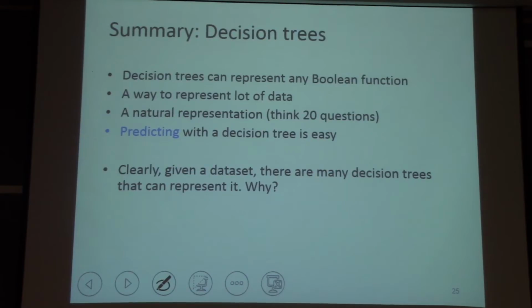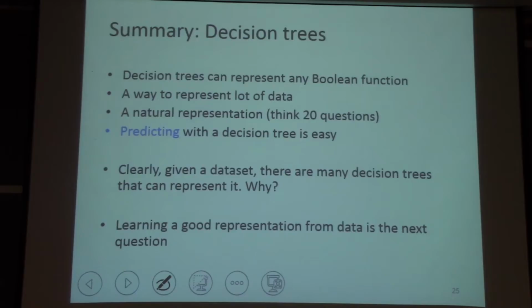And the one thing that I do want to mention is, given a data set, there doesn't have to be a unique decision tree that represents it. And I'm not going to answer why. I want you to think about, as an exercise, why it's possible that multiple decision trees can represent the same data set. But the question I do want to talk about is, how do we learn these things? Questions about decision trees, about what they represent and such things.